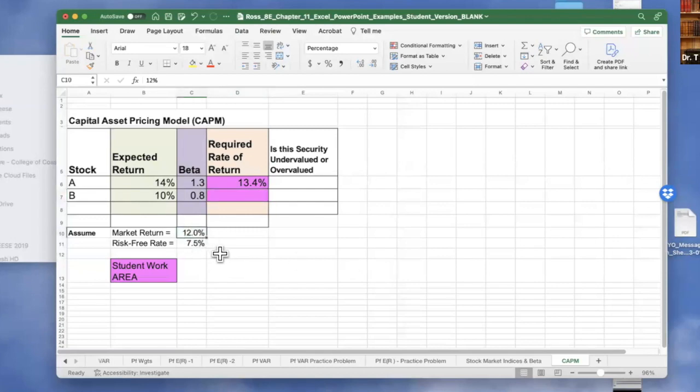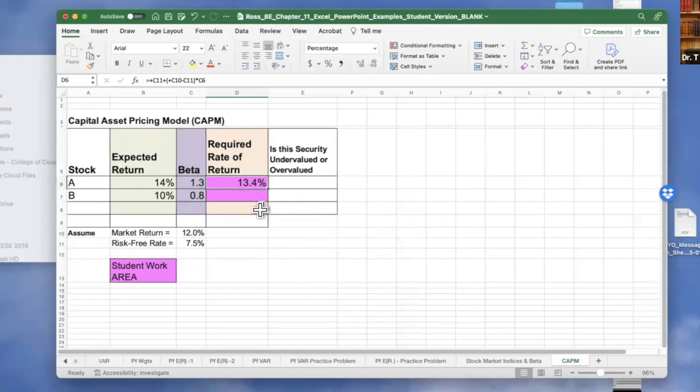If the overall return in the marketplace is 12%, and the beta is the risk of that particular security, then what return do you need on that specific security to induce you to buy that stock as opposed to just investing in the index as a whole? That's essentially what the capital assets pricing model is doing. So here's a little work area for you to understand how to relate these three variables: expected return, beta, and the required rate of return.